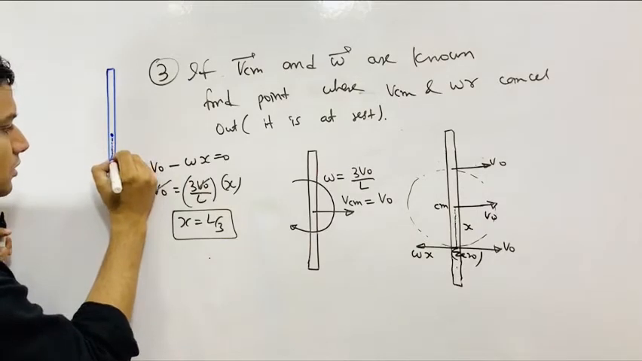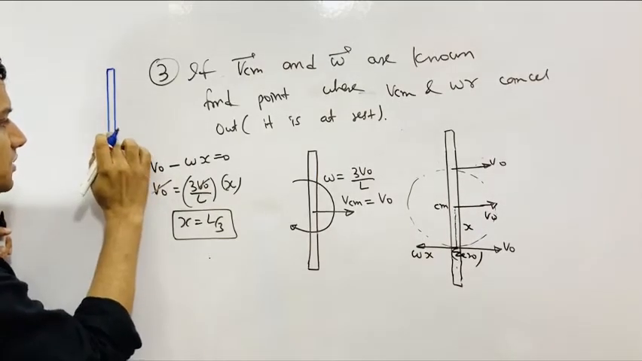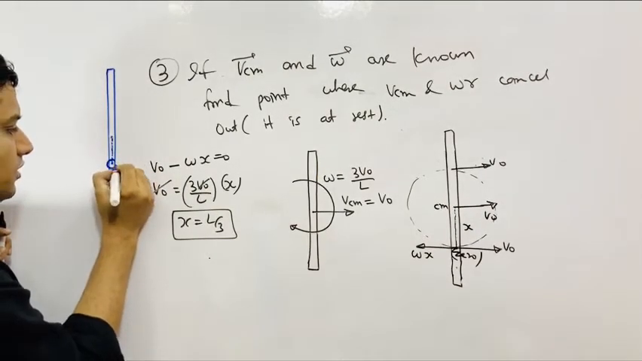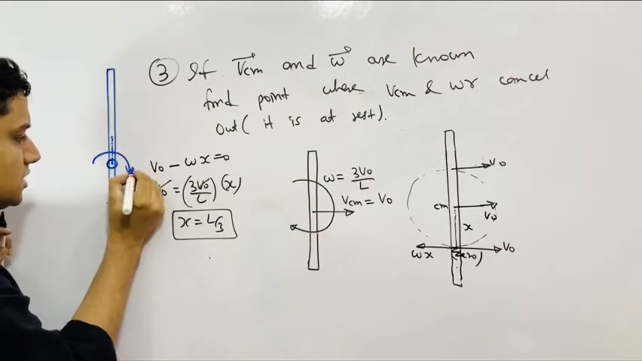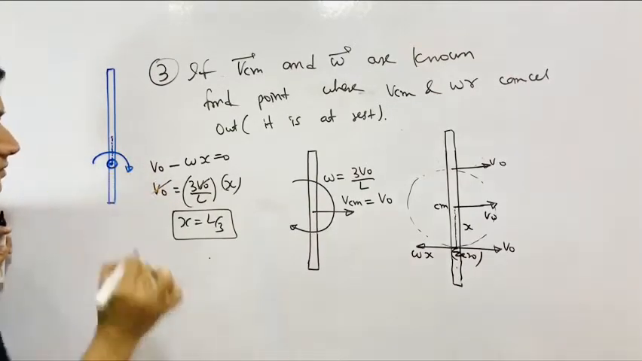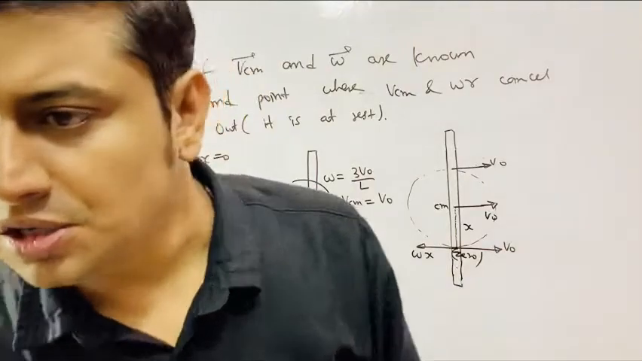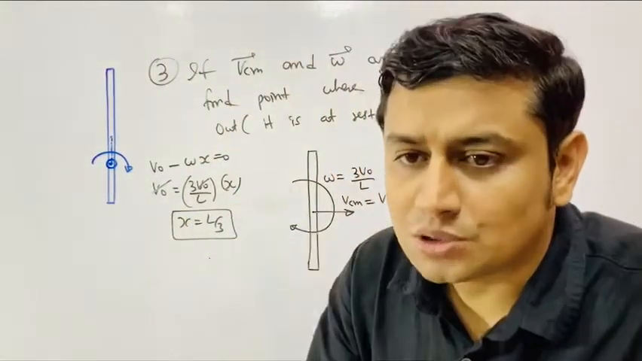From here it is below. So this is the point which is the pure axis of rotation. Understand? This method is particularly useful post collision.